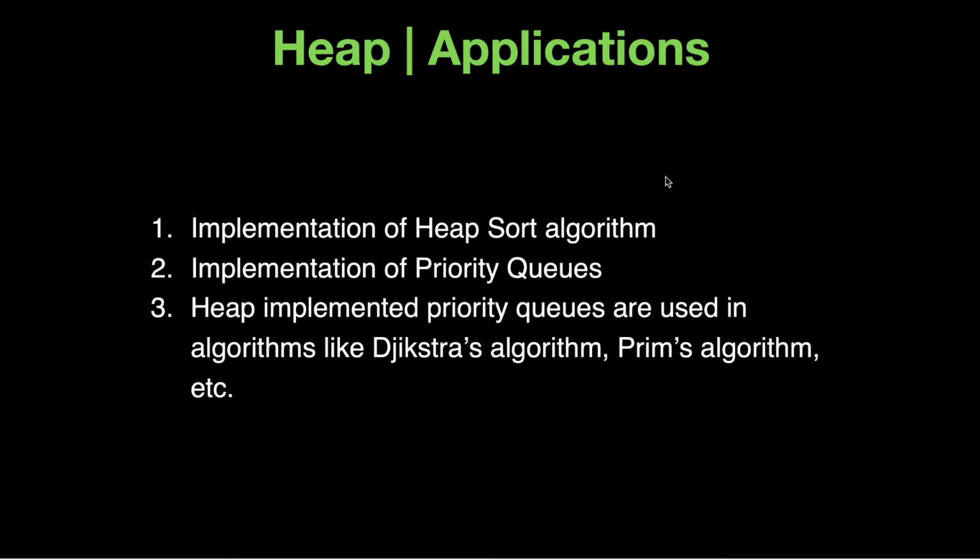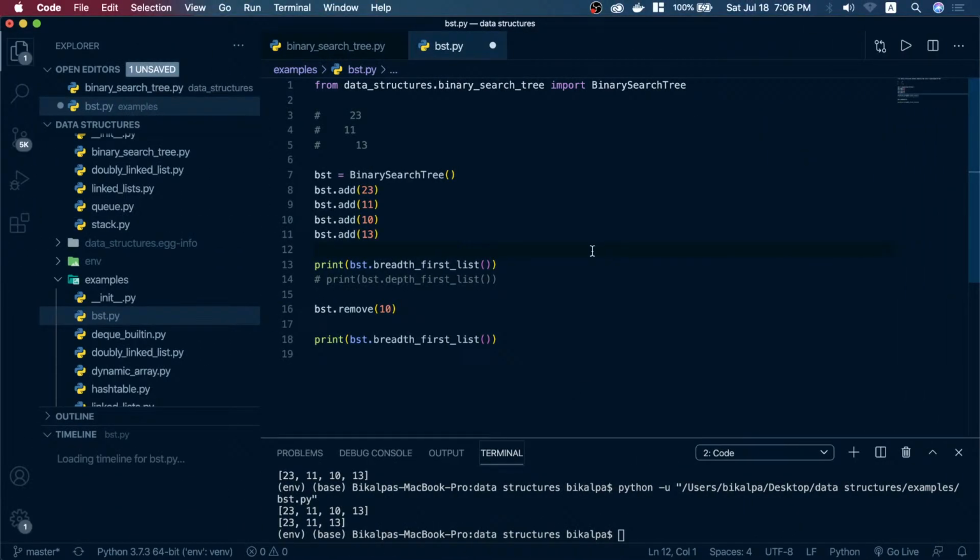And as for the applications of heap, we can see that heap is extensively used in the heap sort algorithm and in the implementation of priority queues as well. And heap-implemented priority queues are used in algorithms like Dijkstra's algorithm, Prim's algorithm, and so on. So it is very useful. We will now go on to implement heap in our code.